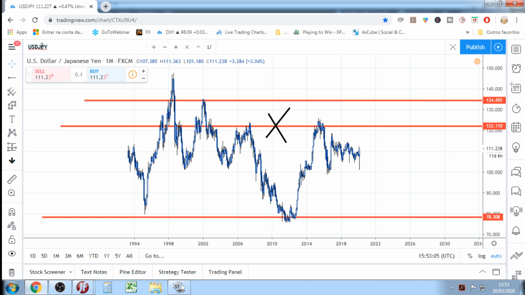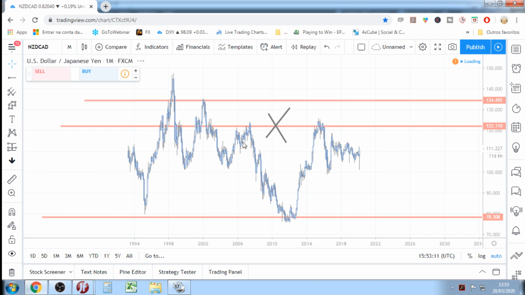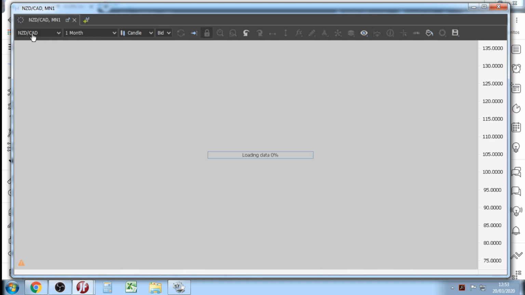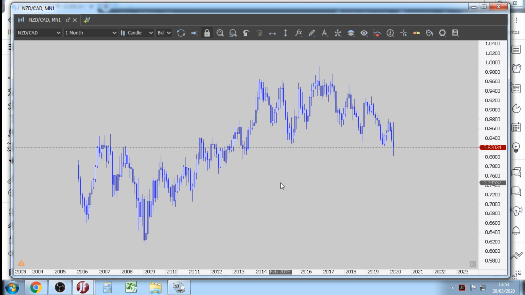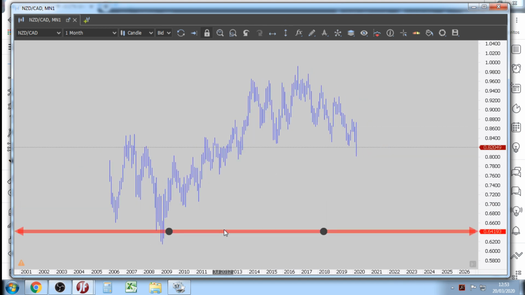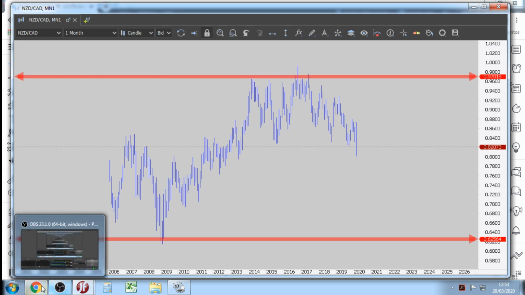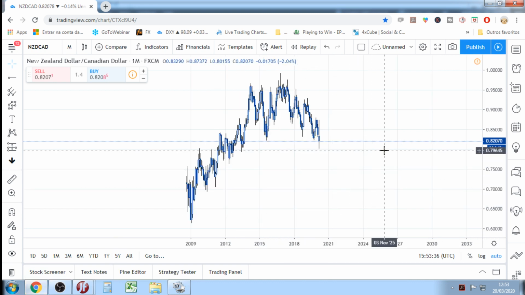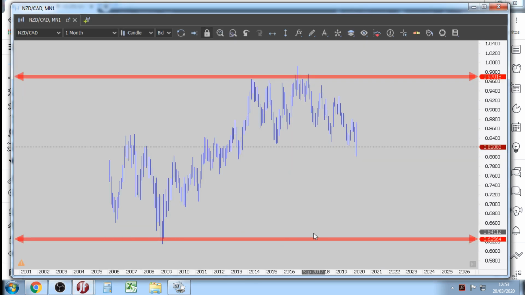Okay, let's check one more, NZD CAD. NZD CAD, and let's check in here. NZD CAD monthly chart, lower band, NZD CAD upper band, and remove drawings. Looks like it's the same. Let me check. Somewhere near 0.62, 0.62. Okay, it's the same.